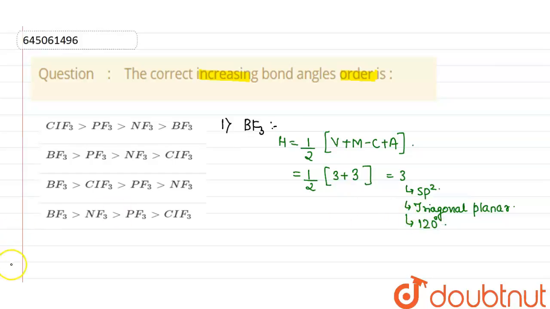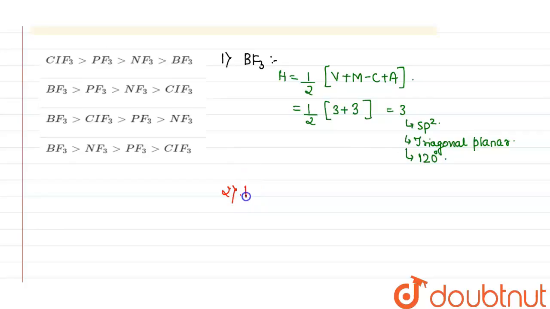Now let's see the next one. So the next one is NF3. Now let's calculate the hybridization of this. So it will be equal to half. The number of electrons in the valence shell is 5. So 5 plus 3, it comes out to be 8 by 2. Sorry, this is 4, and when the value is 4, it is sp3 hybridization, and it should be tetrahedral geometry.